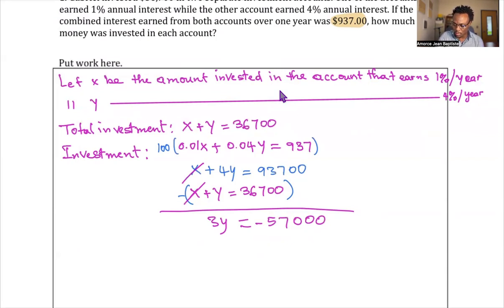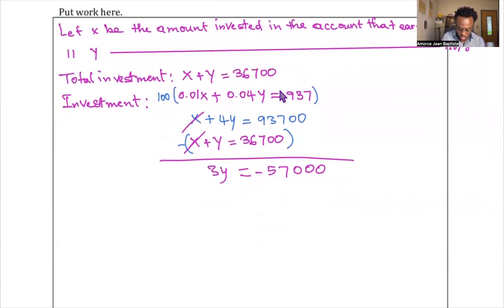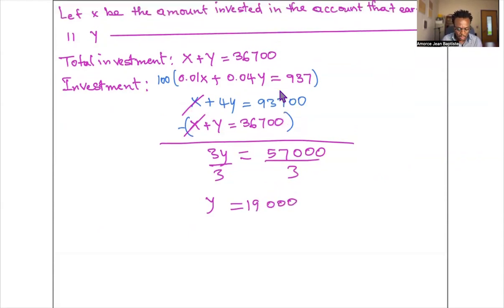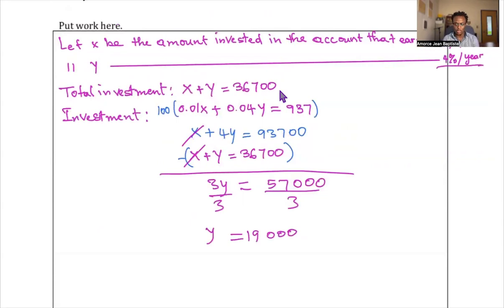So 93,700 minus 36,700 is 57,000. It's positive. So we divide by 3 and then we get y equals 19,000. So we get the amount that was invested in the account with the 4% earning per year.